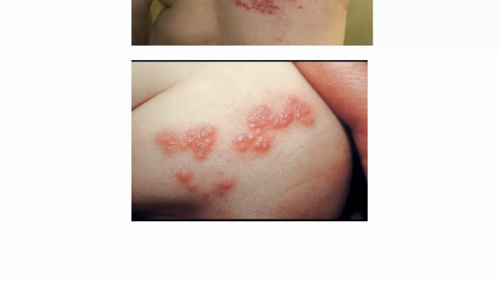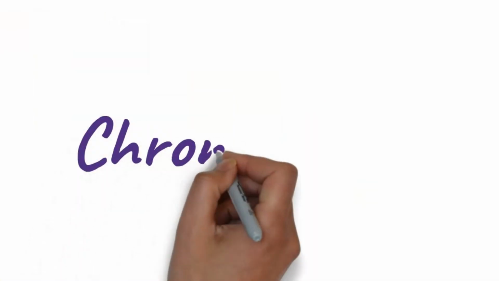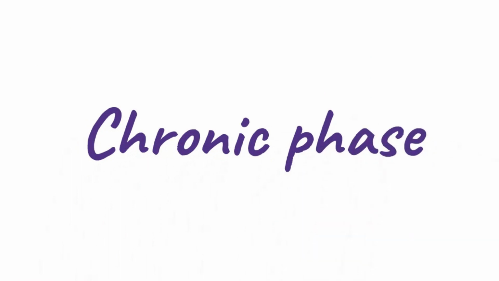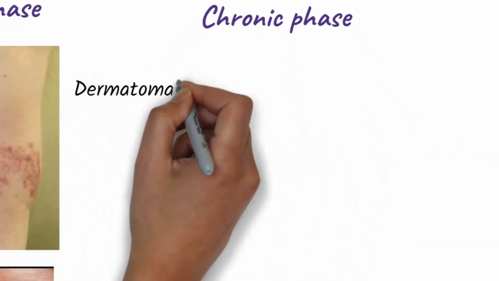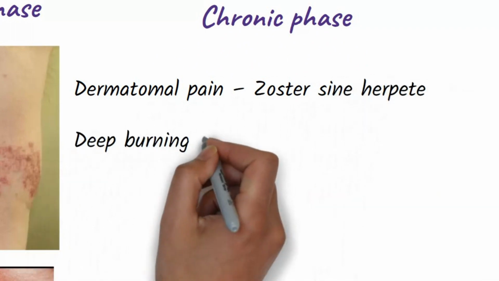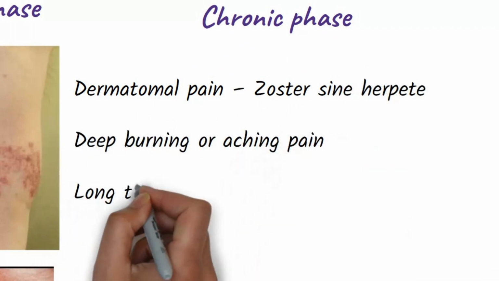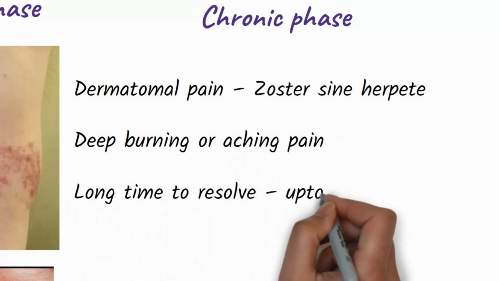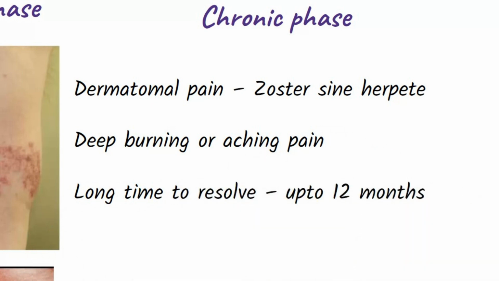The lesions will be associated with acute neuritis. The symptoms and lesions in the acute eruptive phase tend to resolve over a period of 10 to 15 days and require up to a month to completely heal. In chronic phase there is presence of persistent or recurring pain without rash or dermatomal pain, termed as zoster sine herpete. Deep burning or aching pain is evidenced and takes a long time to resolve, up to 12 months.